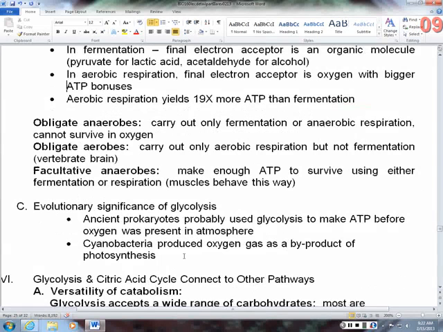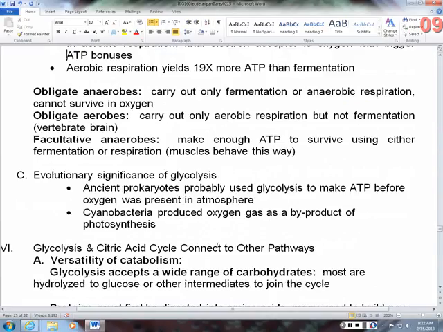So, the evolutionary significance of glycolysis. It's thought that the ancient prokaryotes probably used glycolysis to make ATP before oxygen was present in the atmosphere. And then the cyanobacteria developed, which produced oxygen, and it's thought that's how the oxygen got into the atmosphere, as a byproduct of them being able to do photosynthesis. And then that opened the door for aerobic metabolism to come in.